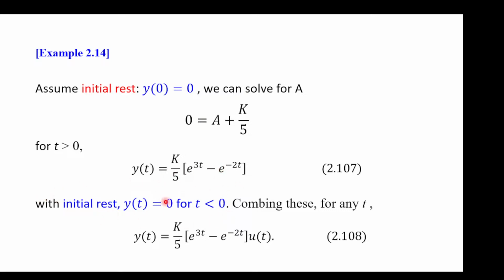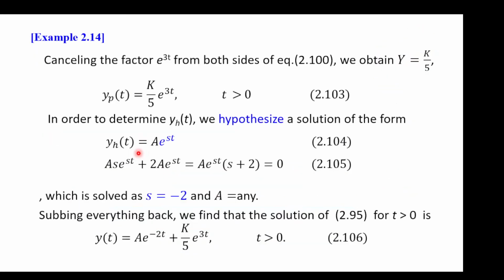Okay, so we combine this thing and this thing, and the total result we want to write in one equation: y of t is equal to k over 5 times e to the 3t minus e to the minus 2t, and you just put the u of t here to cut off at t equal to 0. And that's how you solve the differential equation with the initial rest assumption. Okay, everyone understand? Let's recap very fast.